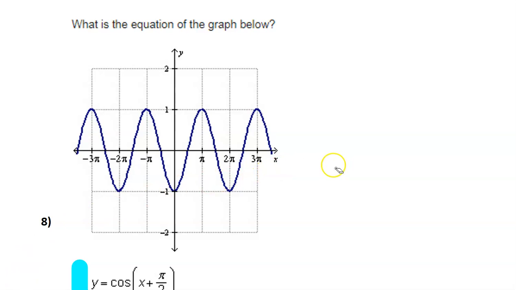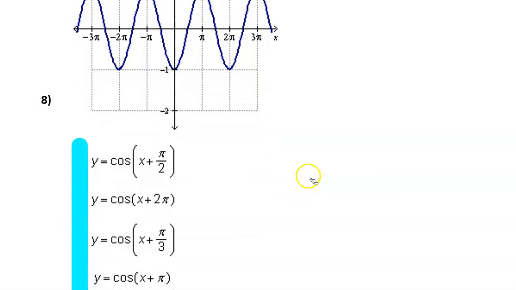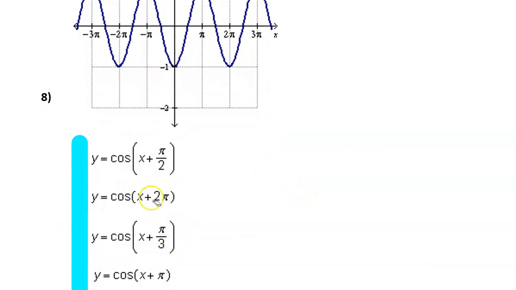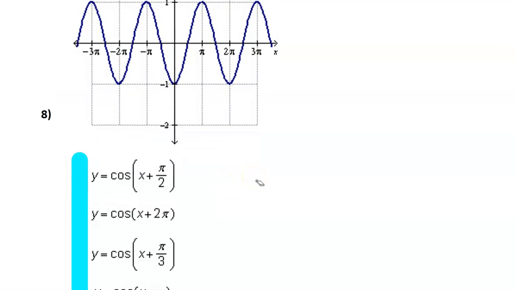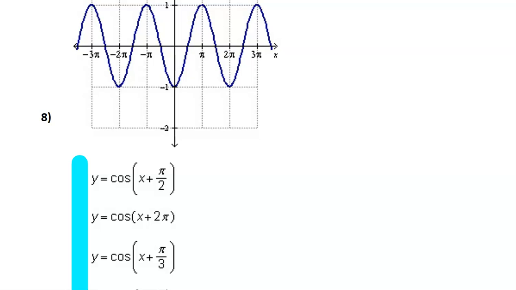In this video, I will show you how to match a graph like this with its cosine equation. So these are all cosines, so that is a clue that we need to use to our advantage. Before we do anything else, we need to start by thinking about what the typical cosine function looks like, the parent function, if you will.